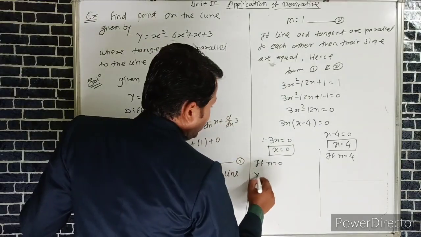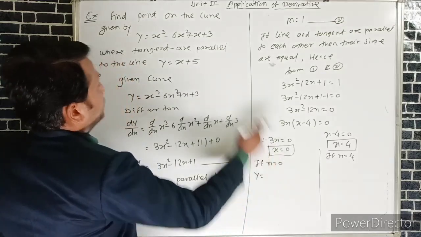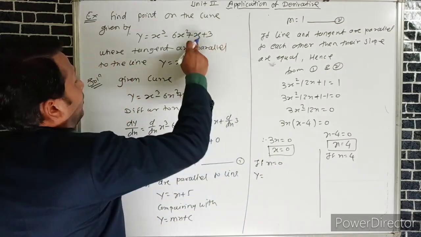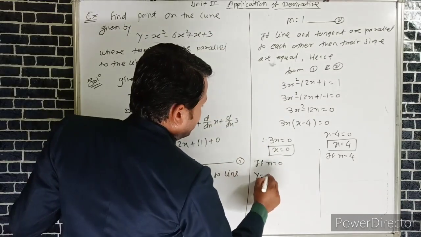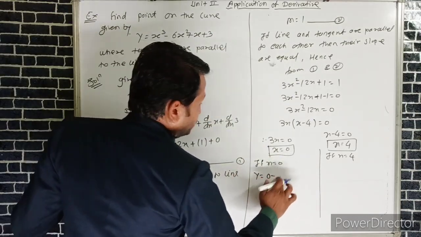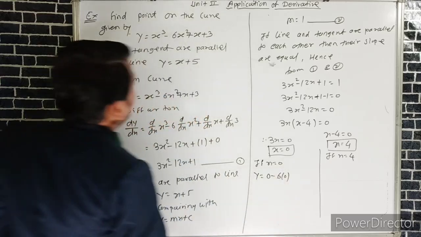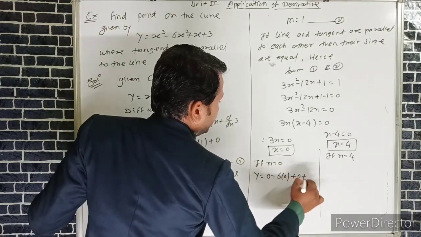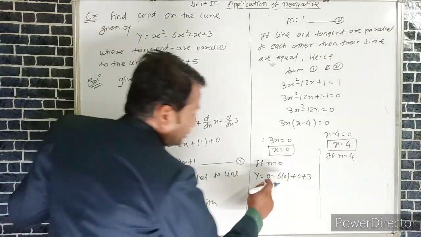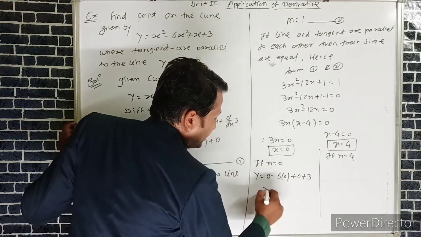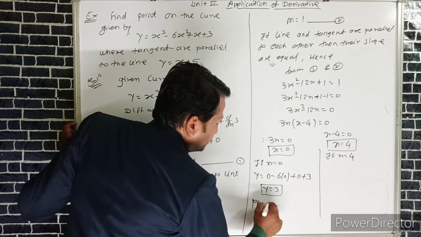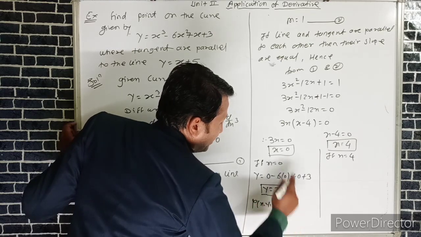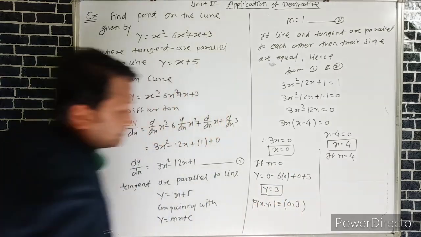Y is equal to the given equation 1. When we put in the value 0, then we can write 0 minus 6 into 0 square, which is 0, plus 0 plus 3. So here 0 minus 0 plus 0, we can write the value of y, which is 3. Then point P(x1, y1) is represented by (0, 3).